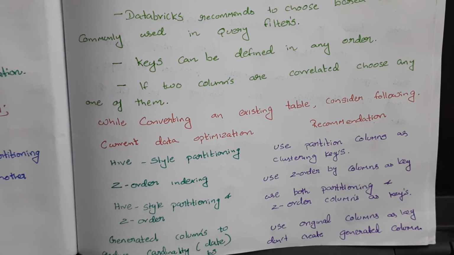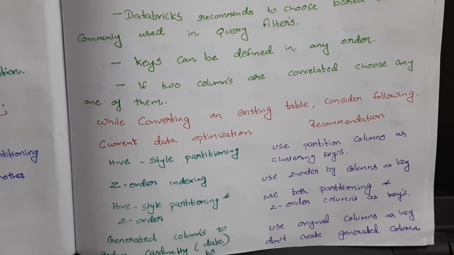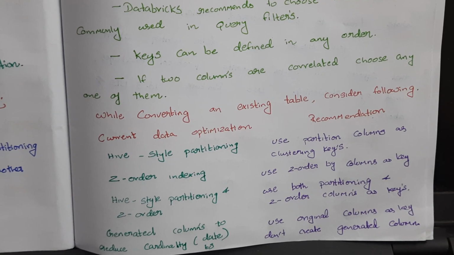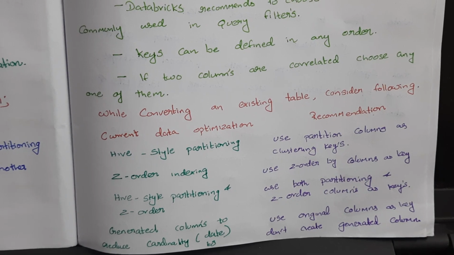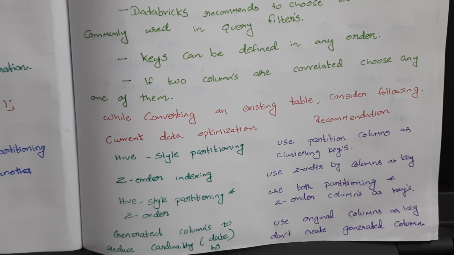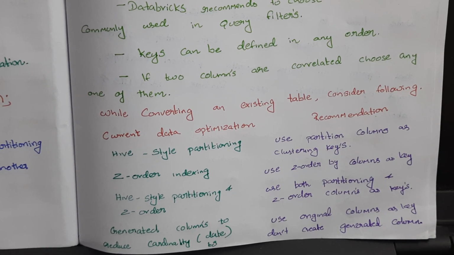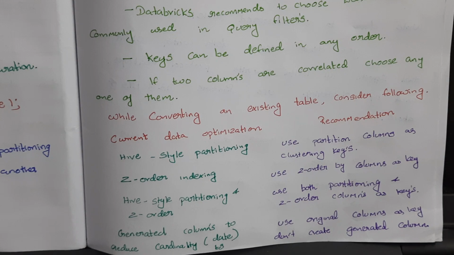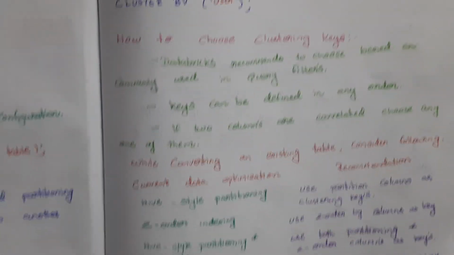If the table has both partitioning and Z-order, then we can use both the partitioning column and the Z-order column as key columns. For generated columns, if you use any generated columns to reduce the cardinality, like generating a date from a timestamp, then in a clustered table we can use the original column. We don't need to create any generated column in this case.